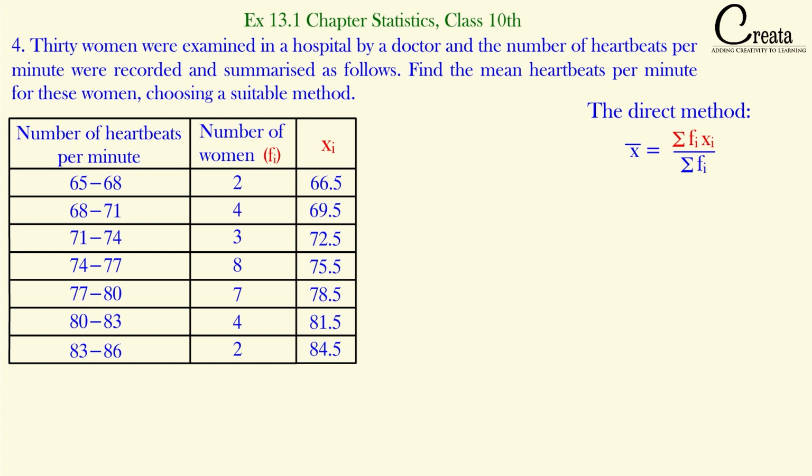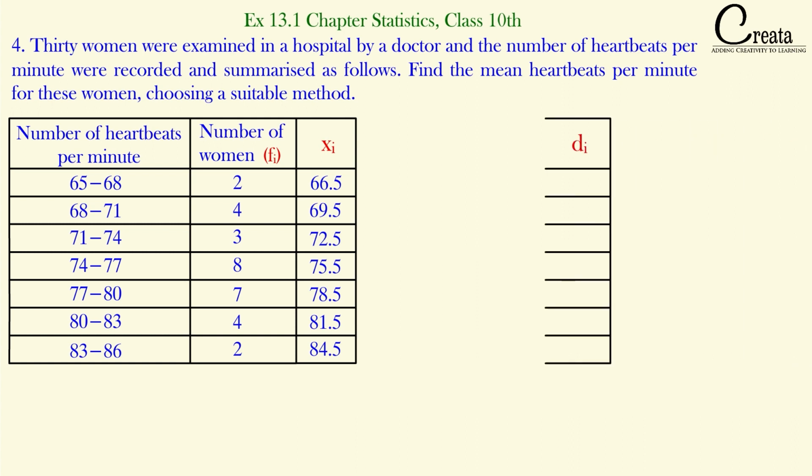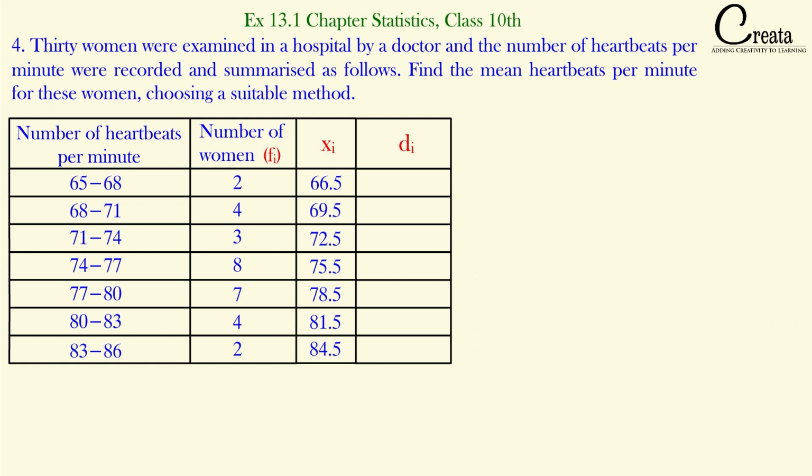We will go with the next method, that is the assumed mean method, in which we calculate the deviation. Got it? This approach we will use. So let's find the deviation. How do we find the deviation? We assume any of the observations as the assumed mean, specifically the middle point. Of all these observations, 75.5 is the middle point.